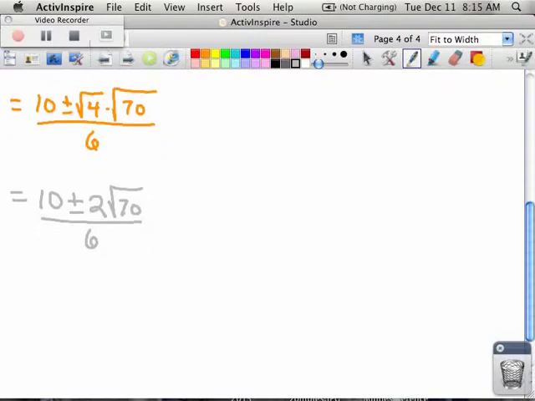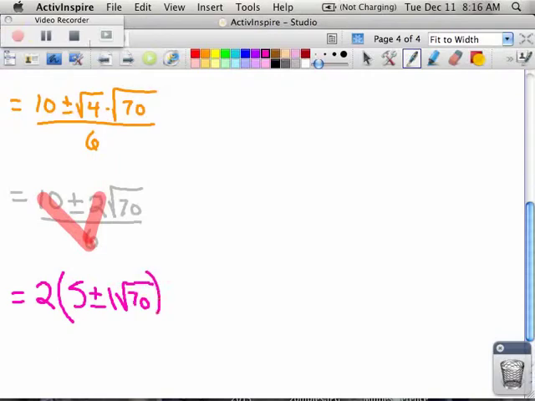And then I notice that we have 10 divided by 6, which could be simplified. Instead of 10 over 6, we could say 5/3, right? Or, instead of doing both that and the 2/6, there's another way to think about this. What I could do is write this as, and think about how this works, 2 times parentheses 5 plus or minus 1 square root of 70 all over 2 times 3.